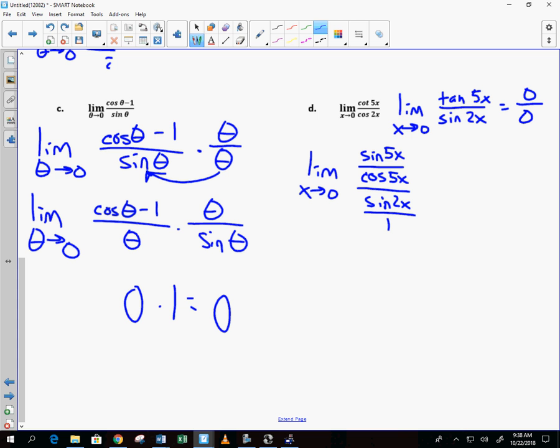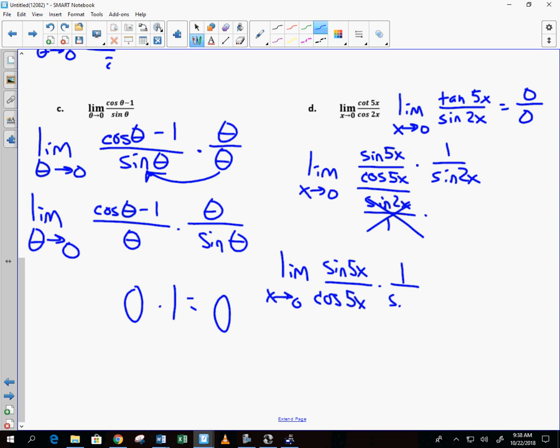I'm going to multiply by the reciprocal. And so I now have this: the limit as x goes to 0 of sine of 5x over the cosine of 5x times 1 over the sine of 2x.